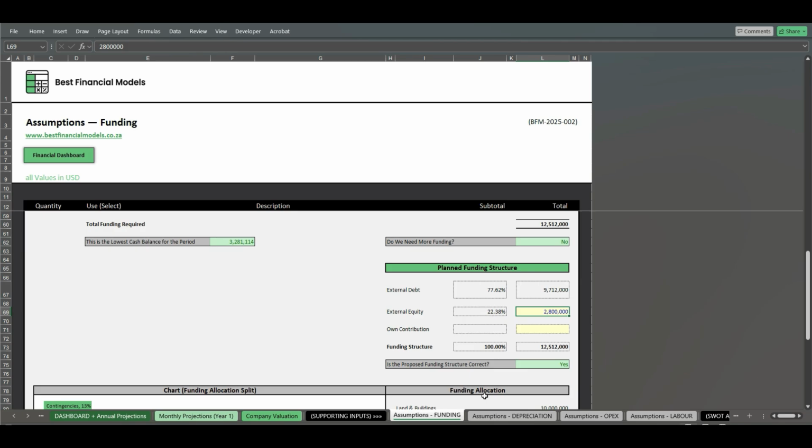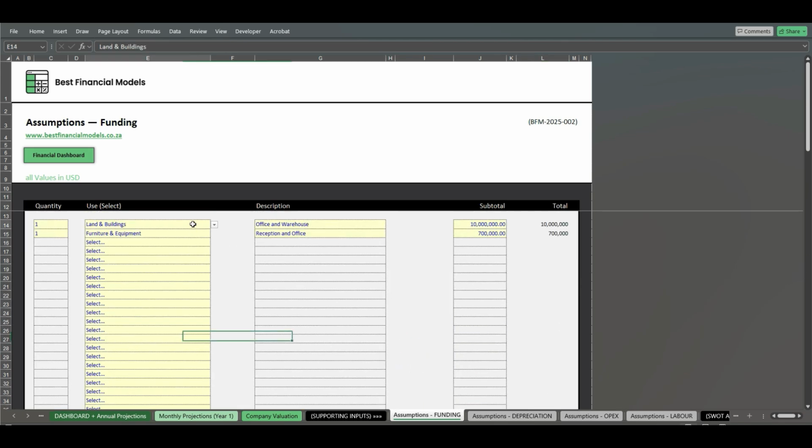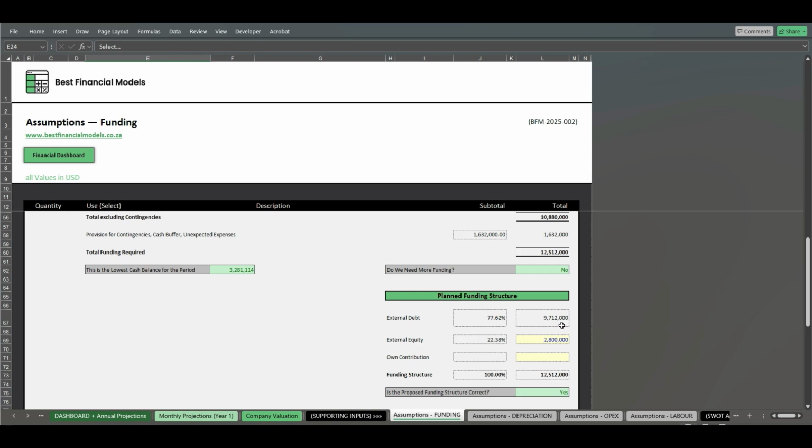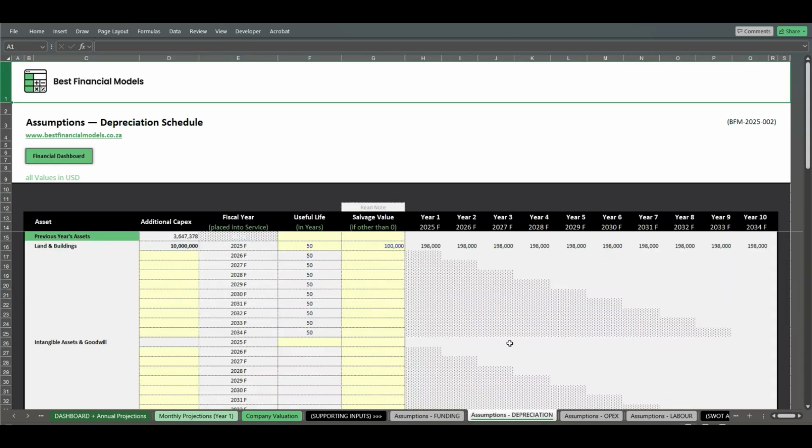The other input sheets, just briefly: on the funding side, it would be the different assets that you can invest in or buy, all the non-assets like inventory and expenses, along with the figures, your working capital, and then your funding structure. How are you going to fund this business? A combination of equity and debt, or just debt, or just equity, and this can be done here with all the checks and balances to make sure the questions are answered. Do you have enough funding? Yes, you do. Do you need more funding? No, we don't. It's all done for you based on your inputs. Depreciation requires very minimal input from your end. It's automatically done for you.